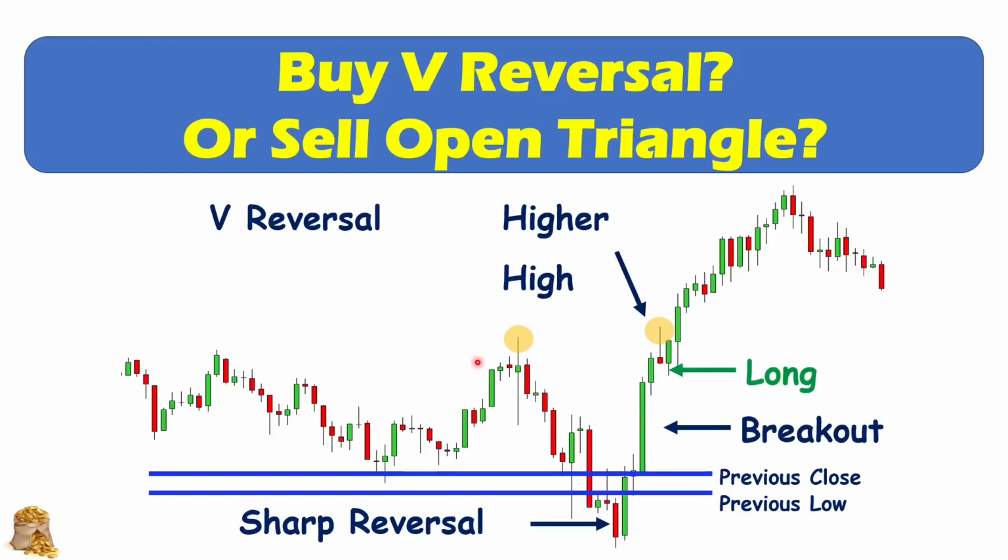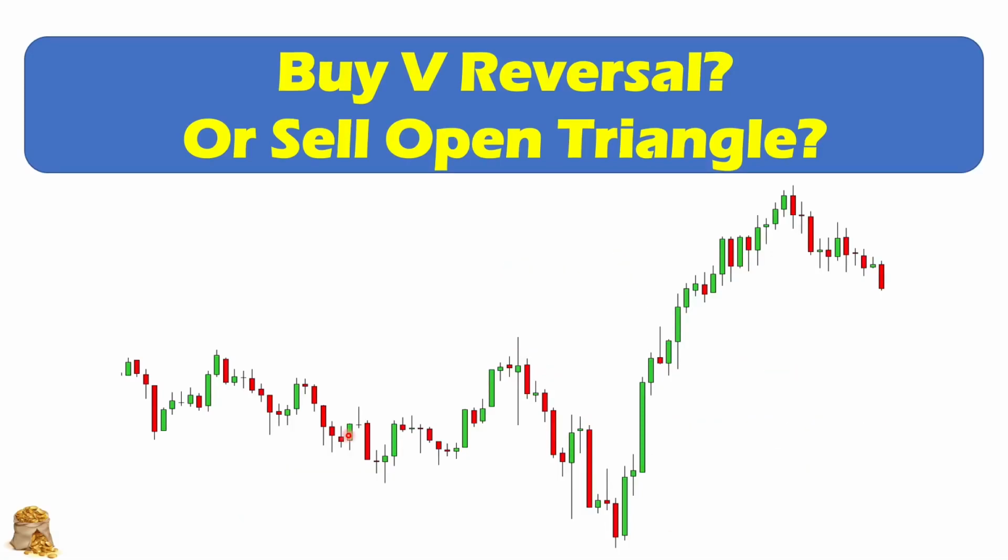Another thing is that you can draw a trend line here, so the market respects this trend line well, and then it breaks. So you can also treat this as a break of the trend line, and then trade the pullback. So this trend line at a smaller scale will confirm the V reversal setup to the upside direction. Which one do you choose? V reversal or open triangle?